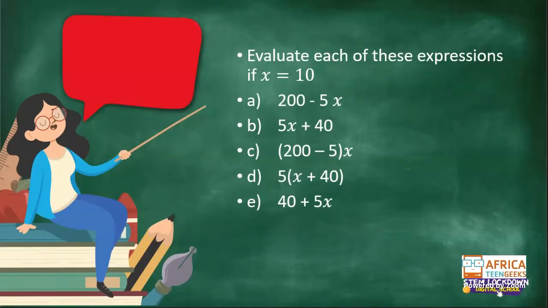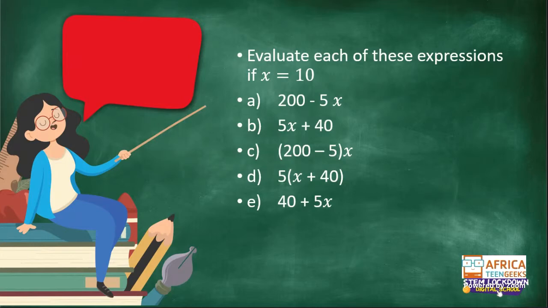And then can you carry on with the second one, please? Okay, sir. 5x plus 40. It will be 5 times 10. Yes, sir. And of course, 5 times 10 is 50, sir. Okay. Plus 40, it will be 90, sir. Plus 40 is 90. Thank you very much indeed, Tino. That is correct. Can we proceed with the next learner now with the number C?